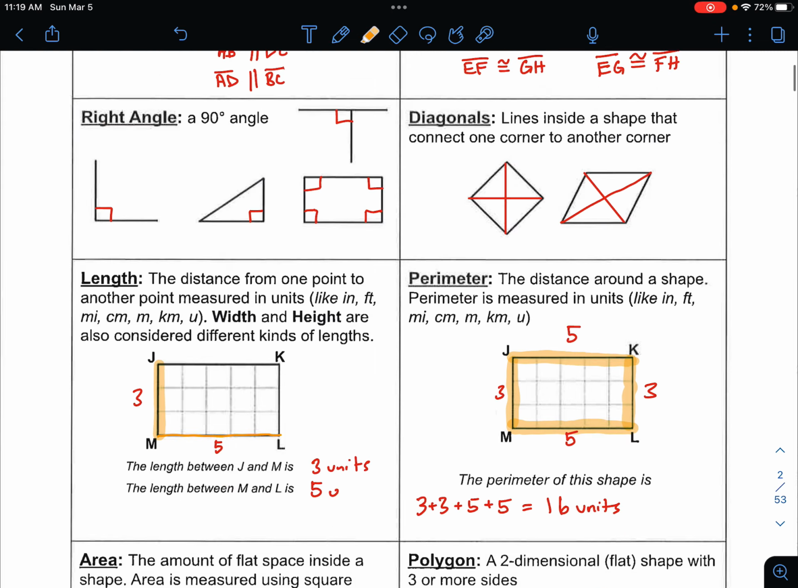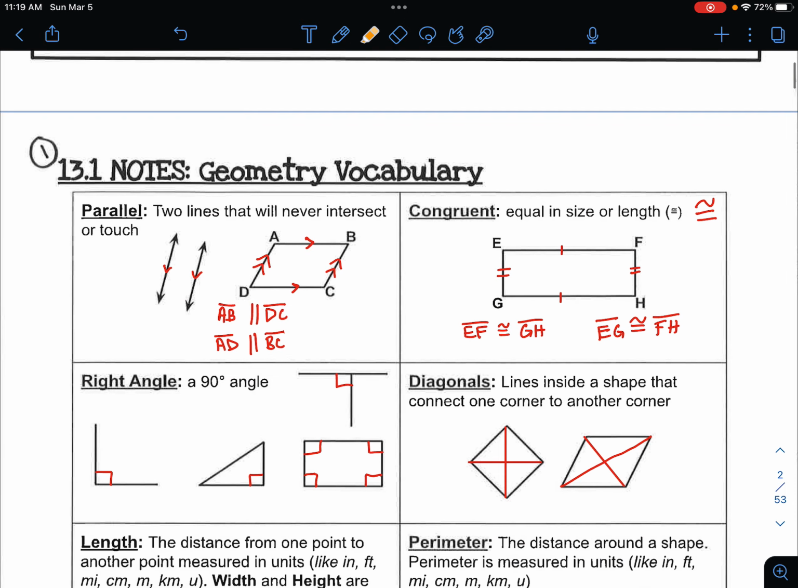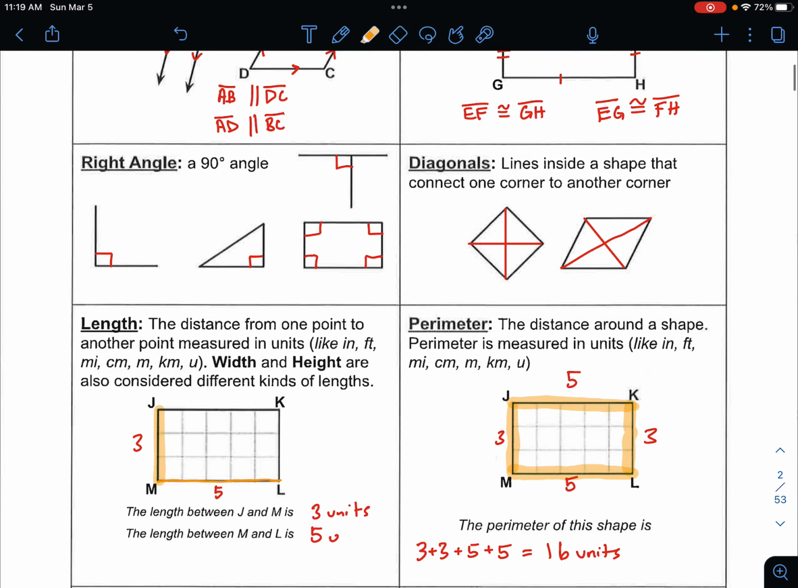So that's it for this set of notes. Go ahead and try some problems involving definitions.